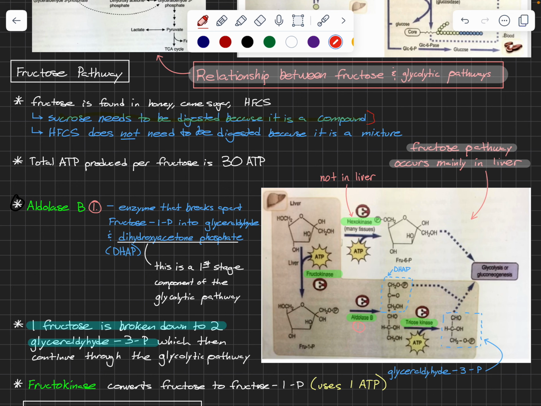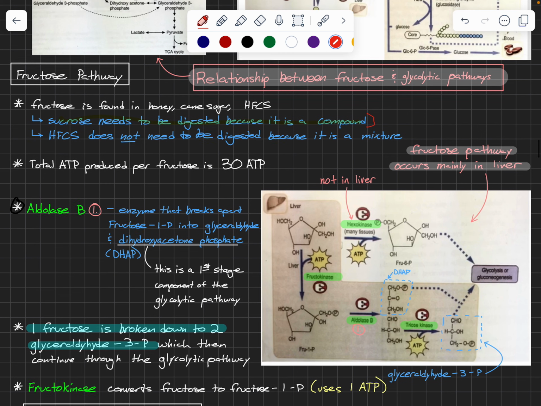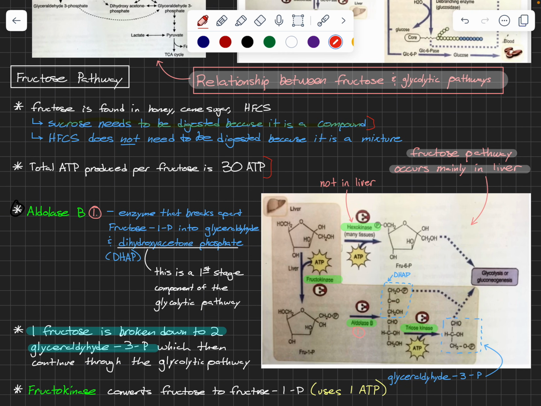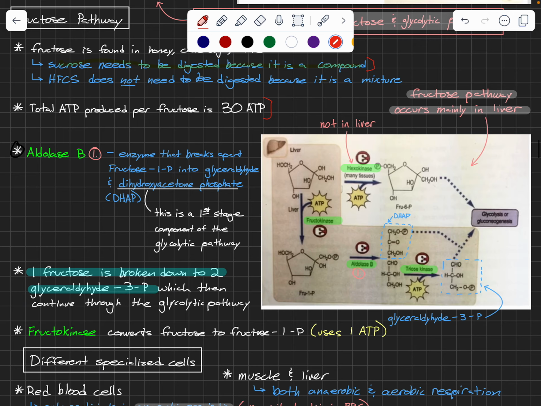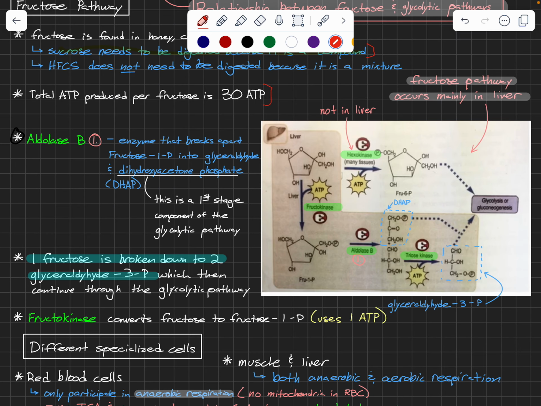Now, if we have sucrose instead, sucrose needs to be broken down because it is a disaccharide, and we have to get those bonds broken to expose or isolate those monomers that are present. And just another fun fact to know, the total ATP produced from fructose is 30 ATP, so it's very similar to breaking down glucose in the aerobic process. Fructose is very similar in that way because, again, fructose is another monomer, very similar to glucose. But the fructose pathway is a little bit different.